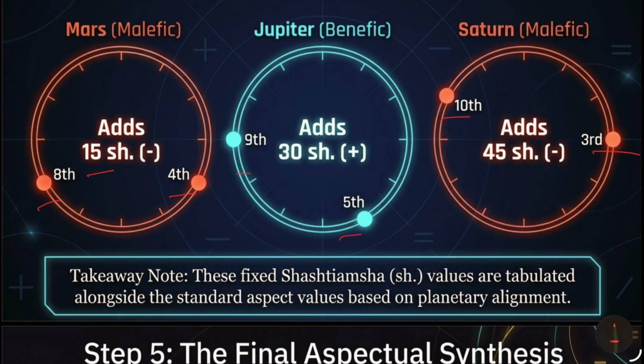For Mars, it is 15 Shashtiamsha. For Jupiter, it is 30 Shashtiamsha. For Saturn, it is 45. For malefics, we know it is negative, and for benefics, it is positive. We directly put it in the calculation table.